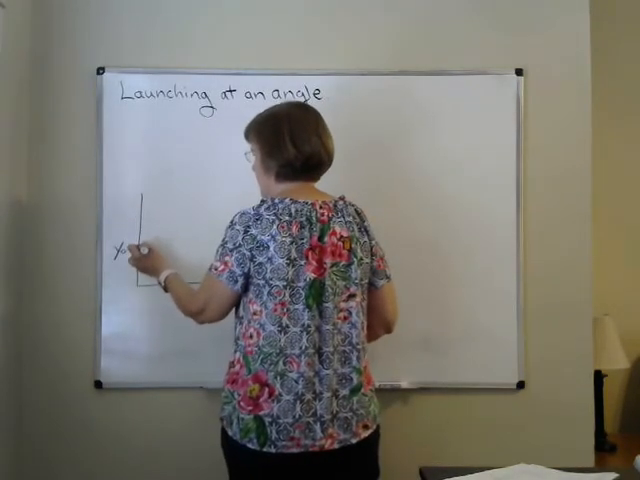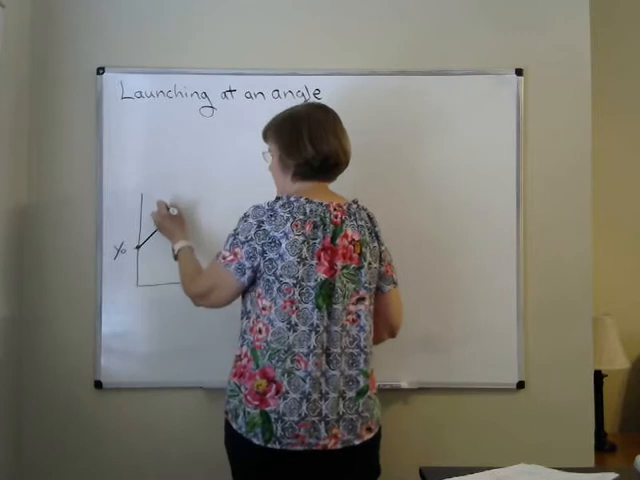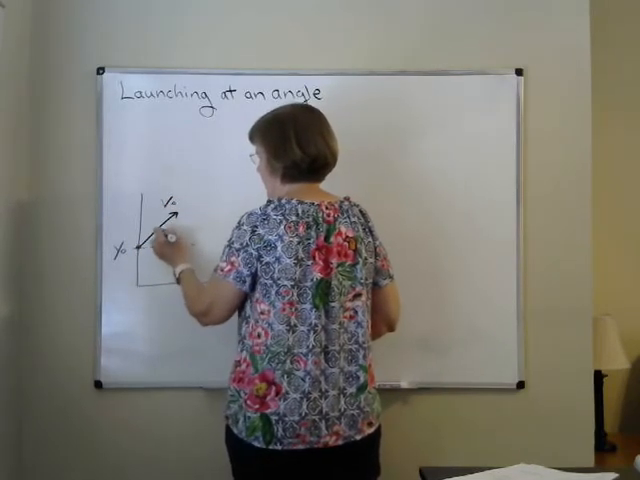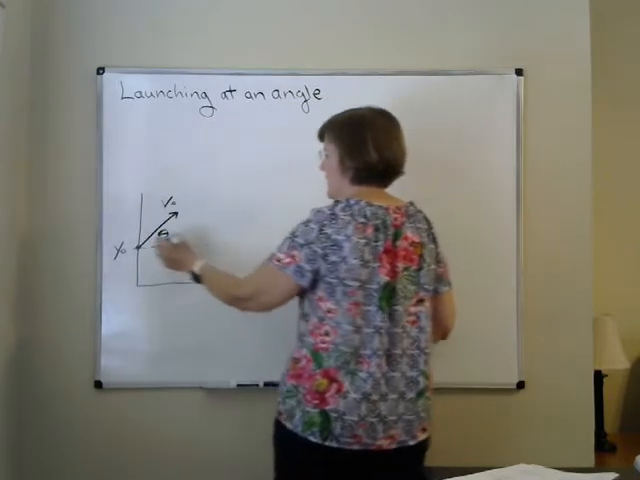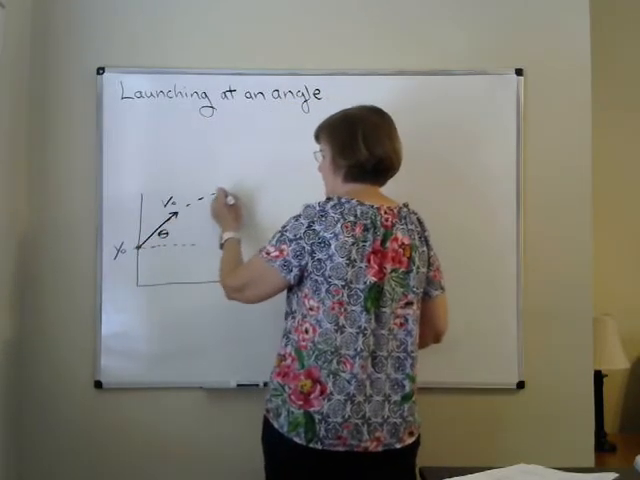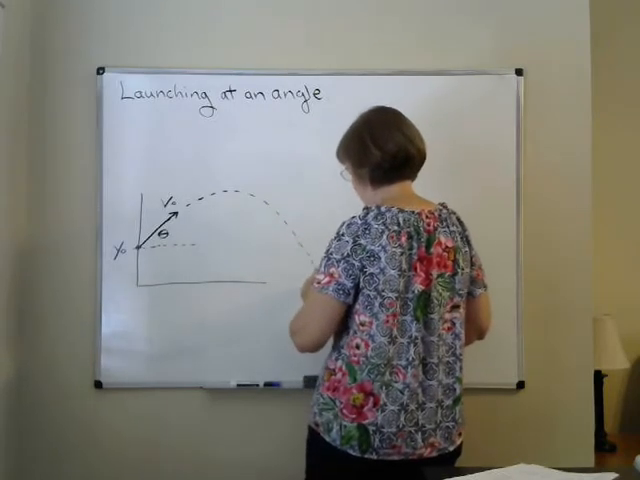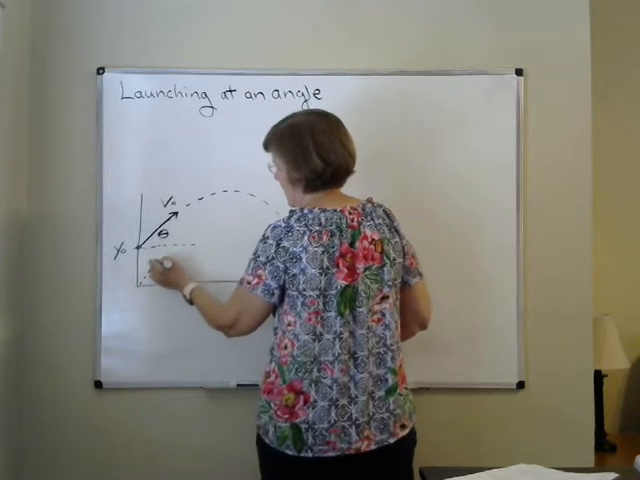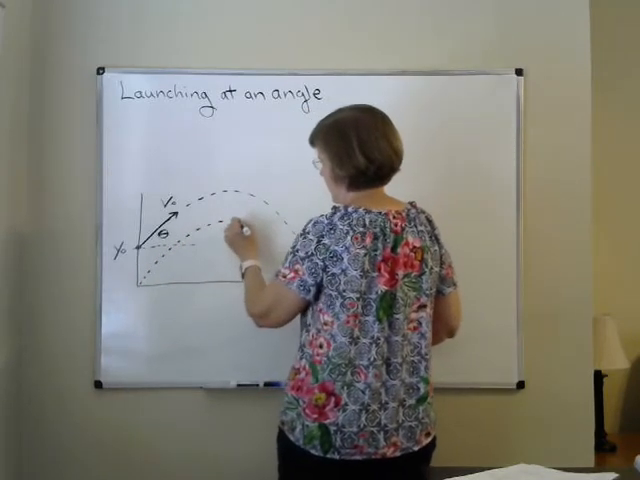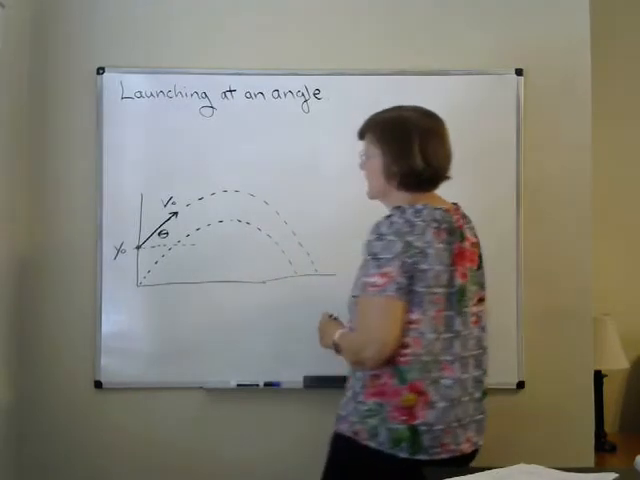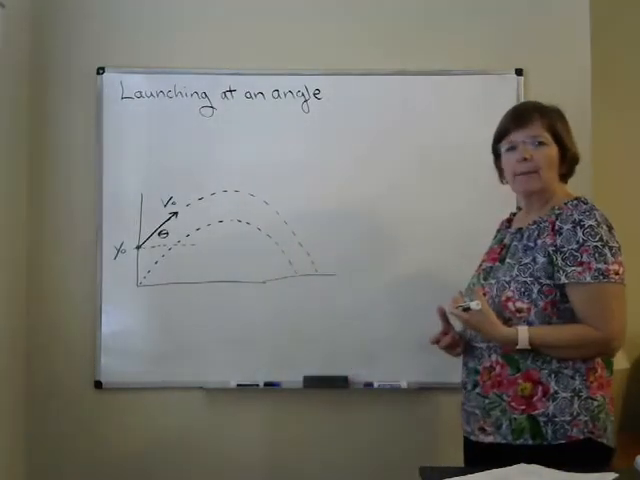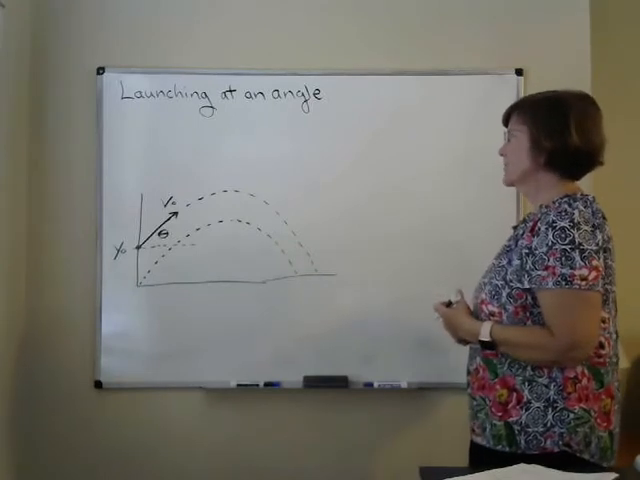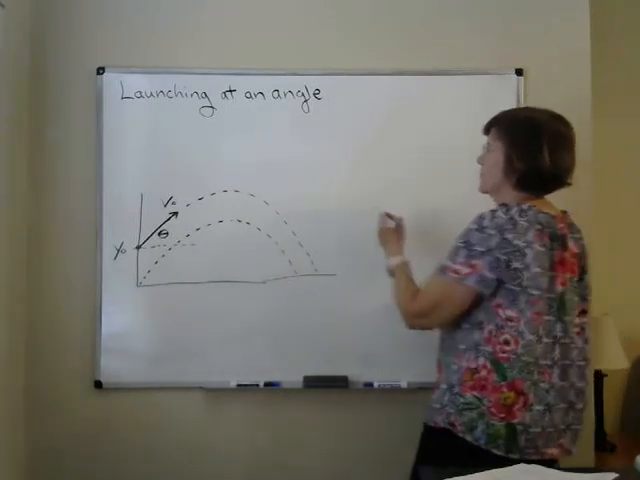with some velocity, v0, and they launch it at some angle, theta. And this time, we see more of the parabola. If they launch it from the ground, like this, let me draw a different picture, we might see the entire parabola. Okay. When we launch at an angle, some things don't change.